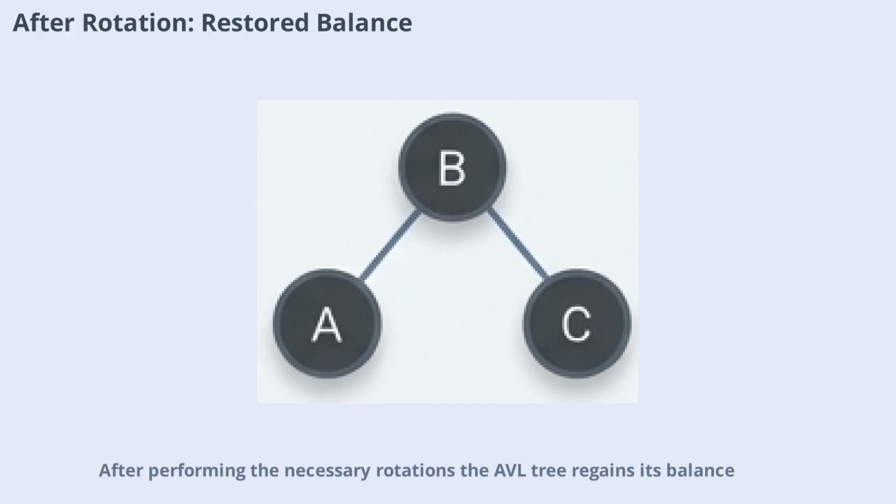After performing the necessary rotations, the AVL tree regains its balance. The heights of the subtrees are within the allowed range, and all operations return to their efficient O(log n) time. This automatic rebalancing is what sets AVL trees apart from basic binary search trees.